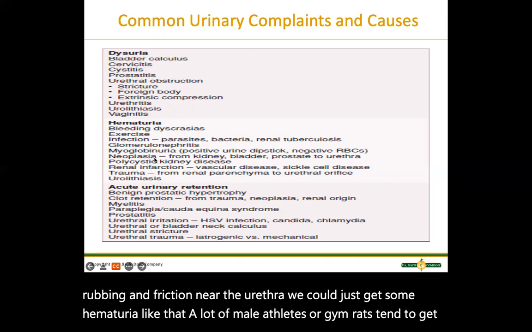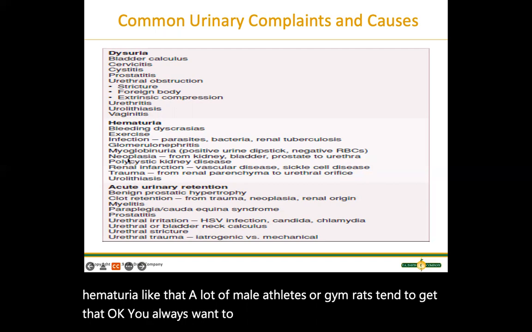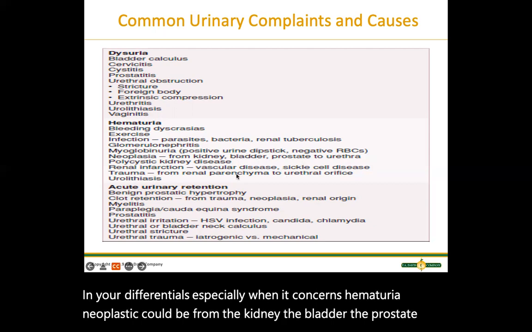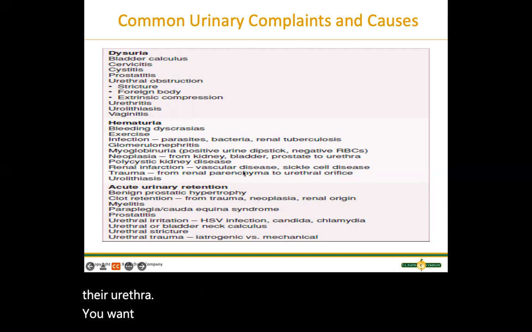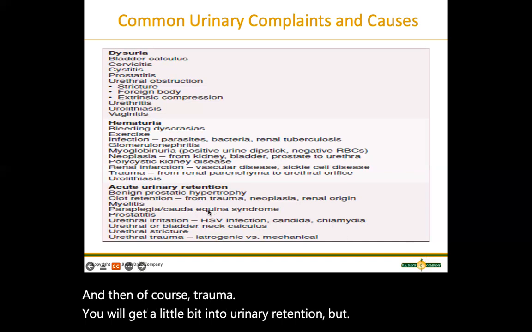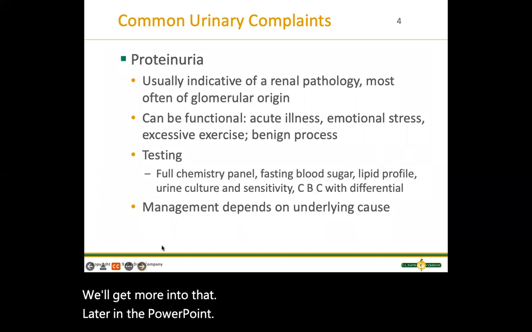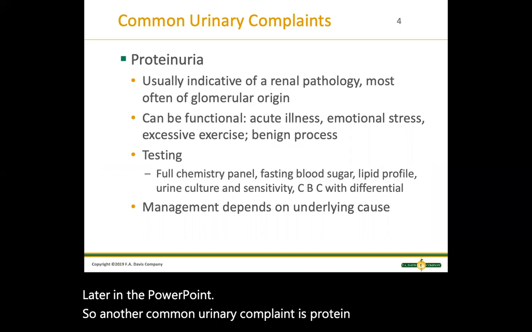You always want to consider cancer in your differentials, especially when it concerns hematuria. Neoplasia could be from the kidney, the bladder, the prostate, or the urethra. You want to consider a renal infarction like vascular disease or sickle cell. And then of course, trauma. We will get a little bit into urinary retention, but we'll get more into that later on in the PowerPoint. Okay, so another common urinary complaint is proteinuria. Now, again, this is a very broad term, just like hematuria.